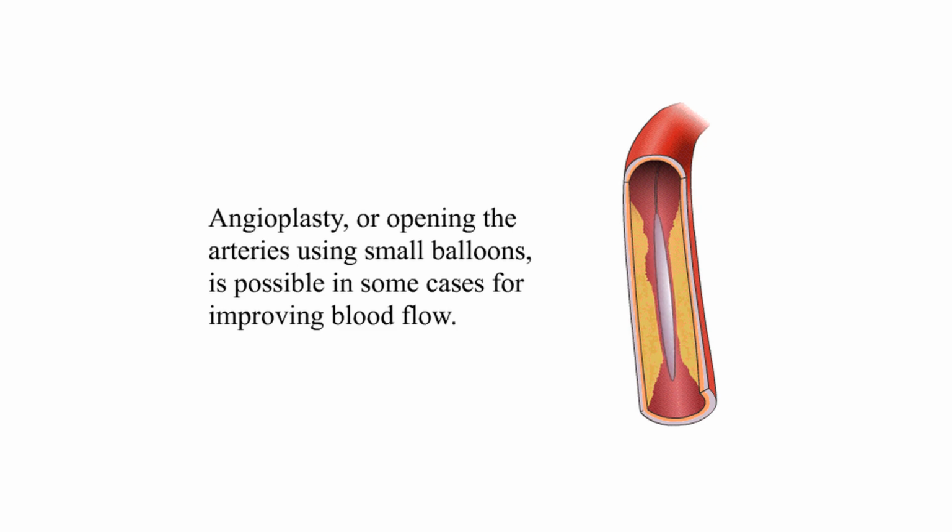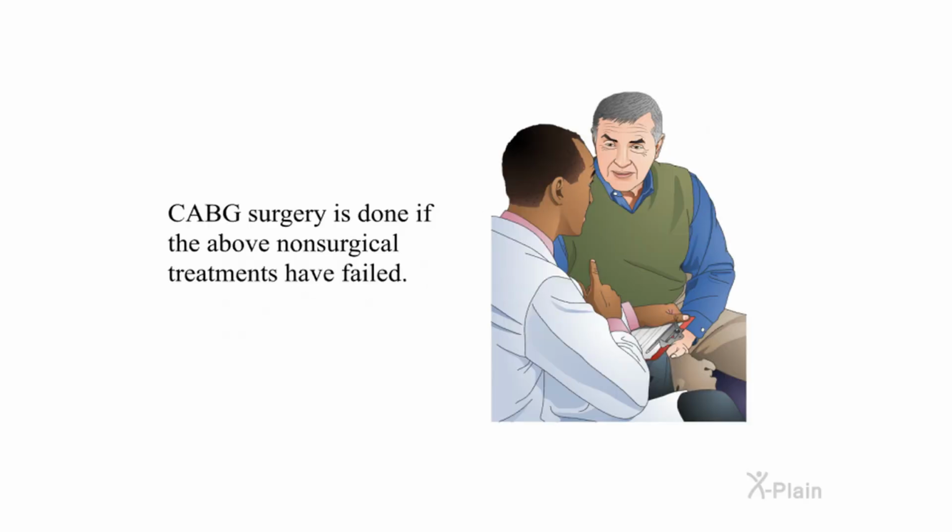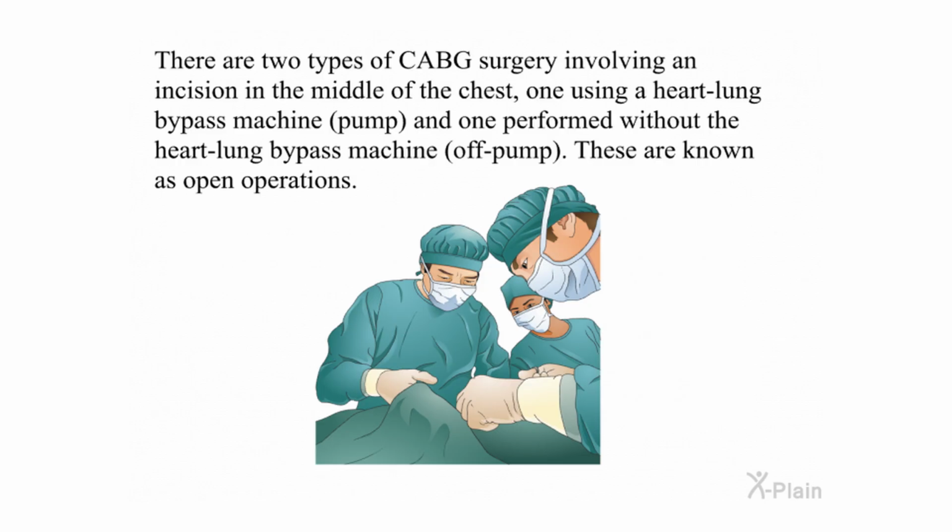Angioplasty, or opening the arteries using small balloons, is possible in some cases for improving blood flow. CABG surgery is done if the above non-surgical treatments have failed. There are two types of CABG surgery involving an incision in the middle of the chest, one using a heart-lung bypass machine, pump, and one performed without the heart-lung bypass machine, off-pump. These are known as open operations.